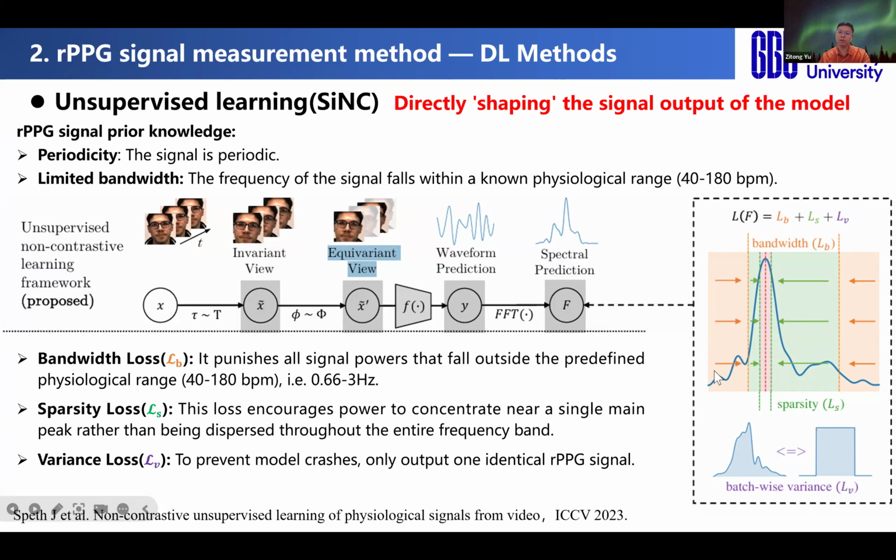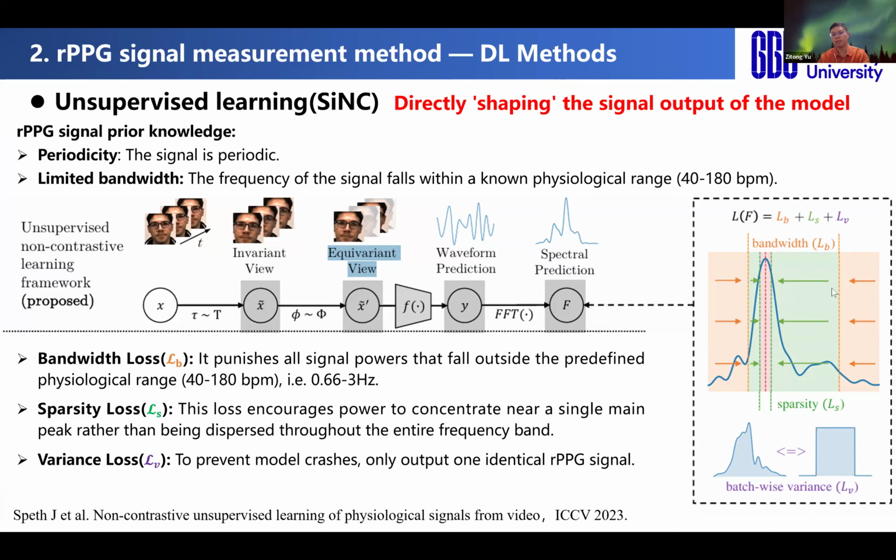They force the distribution to focus on the bandwidth from 40 to 180 and make it sparse in the other regions. So we have a regularization loss function to make this signal have a higher SNR, signal-to-noise ratio.